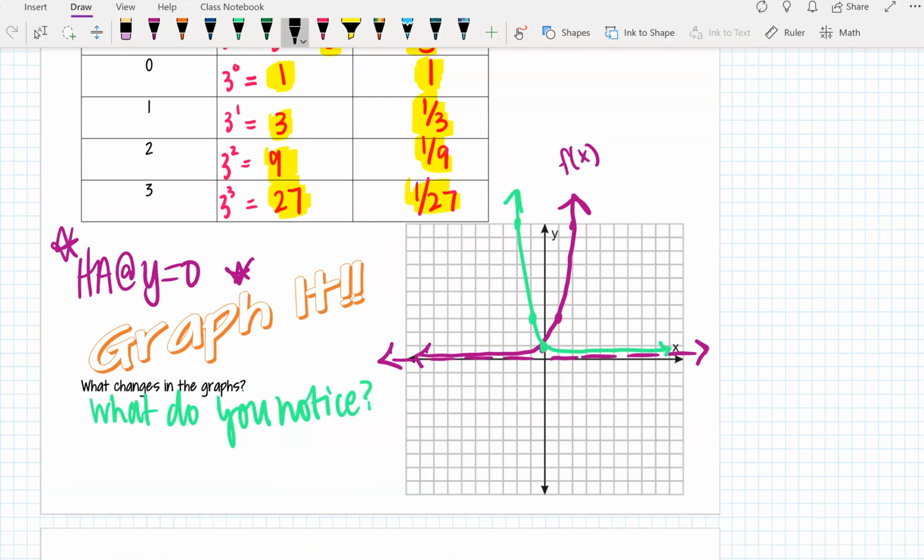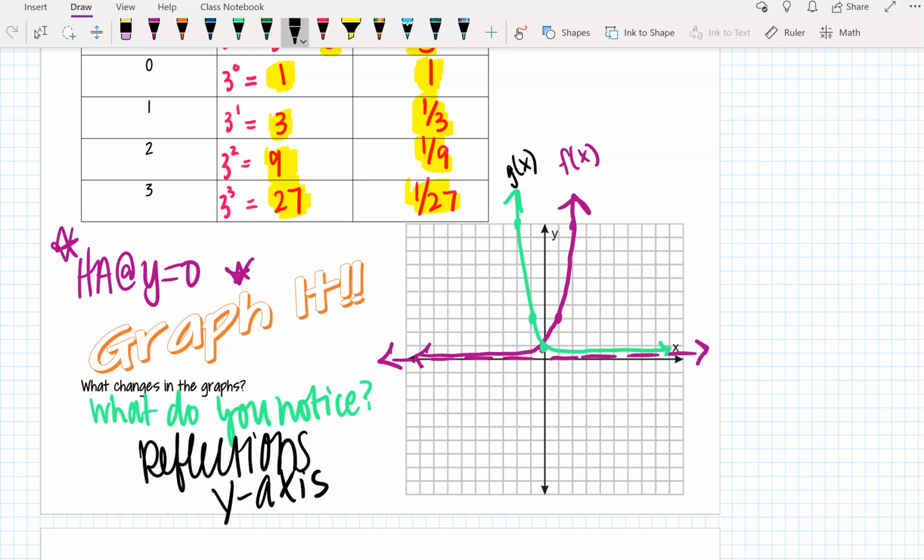So hopefully what you notice is that they are reflections of each other. So when you have reciprocals, the graphs are essentially reflections. So this is reflected over your y-axis right here. So a fraction as a base versus an integer as a base will create that change. So the purple one is increasing all the time from left to right, where the green one is decreasing from left to right all the time.